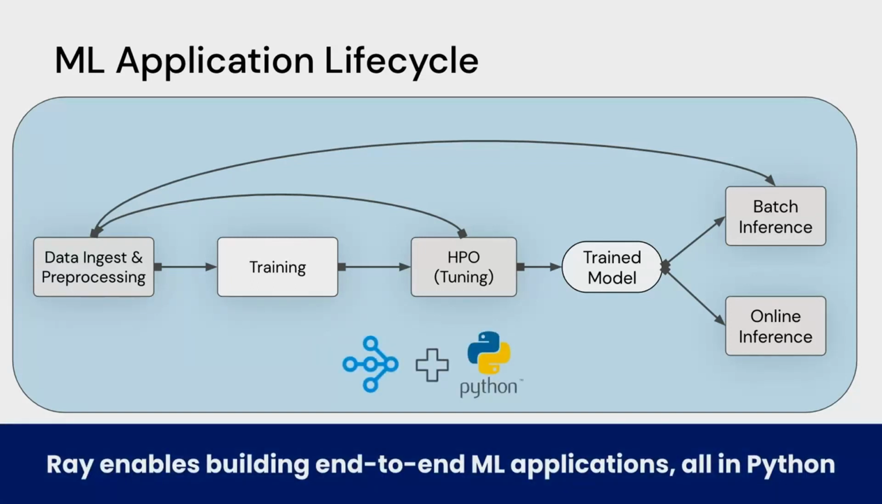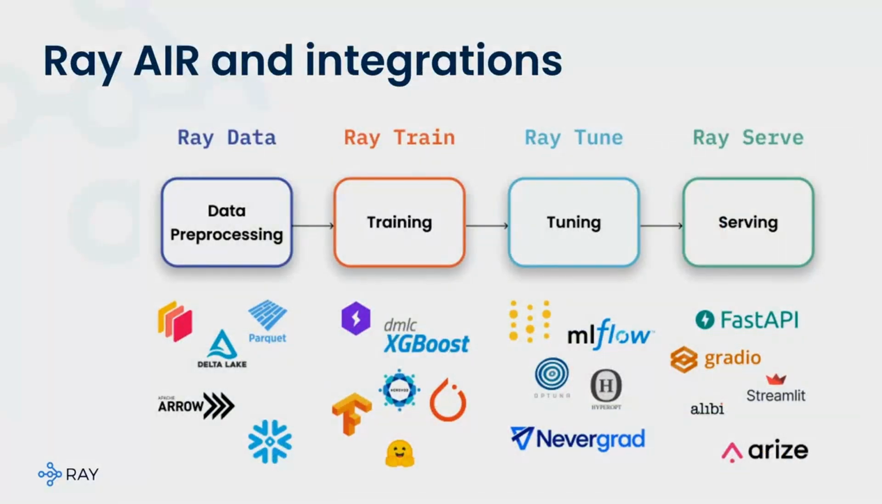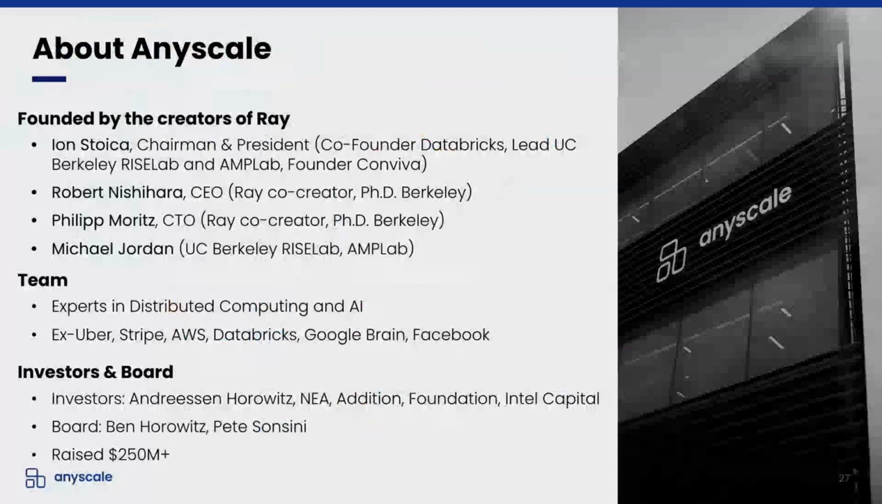So with Ray you can express this full application lifecycle using a single compute layer, which is Ray. And because it's just a Python library at the end of the day, you can integrate it with your favorite tools, like Weights and Biases for experiment tracking, or PyTorch, Hugging Face, and others. So it basically will fit into your existing Python stack. Yeah, PyTorch Lightning, yes, absolutely.